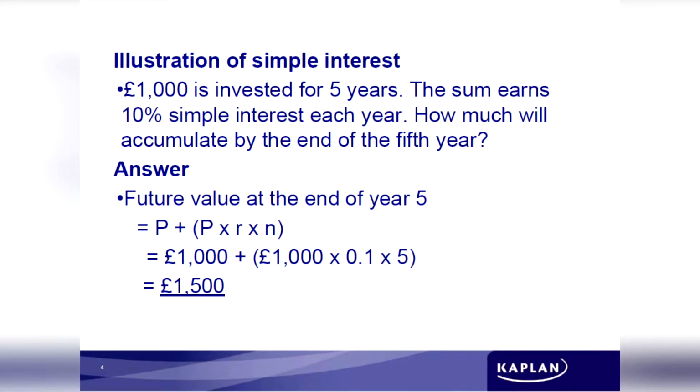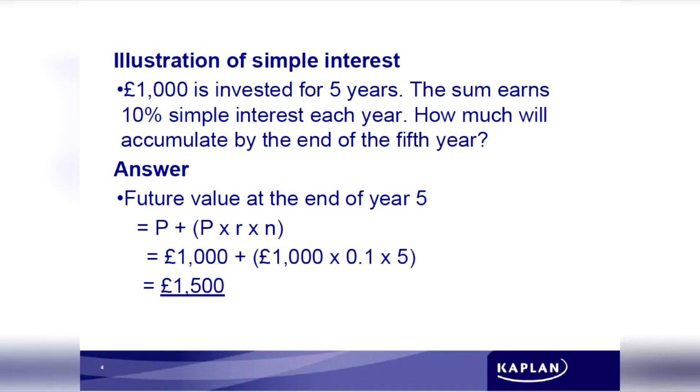So it says £1,000 is invested for 5 years. The sum earns 10% simple interest each year. How much will accumulate by the end of the 5th year? Okay, so we jump straight to our formula. The future value at the end of year 5 is P plus P times R times N. P is £1,000 plus, in brackets, that £1,000 times 0.1, that's for 10%, times 5, which is the 5 years. And you get a total of 1,500. So what this means is the interest we have earned is £500 from the initial principal of £1,000.